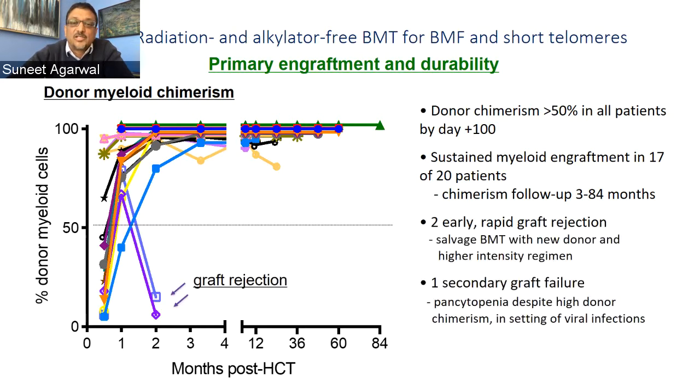Two of the patients had what we feared, which was an early rapid graft rejection. This was most likely immune-mediated, although they were 10 out of 10 matches and we didn't see any antibodies. These patients underwent salvage BMT with a higher intensity regimen and new donors. One of them was very straightforward and the other one was very complicated, but both were successful and both are alive. The other graft failure was a secondary graft failure with an ANC less than 500 that persisted despite high donor chimerism in the setting of viral infections. This patient, as I'll show you, succumbed to a fungal infection.